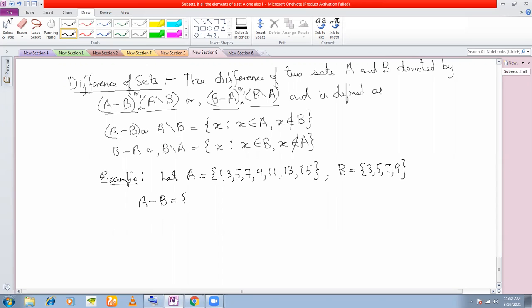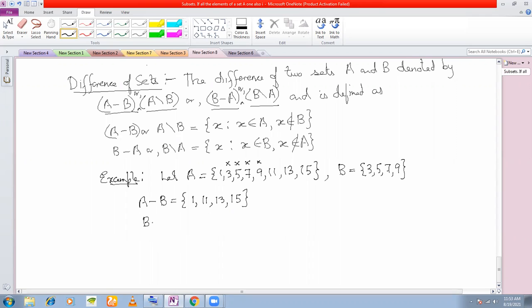From the definition, A minus B means all the elements of A from which B has been excluded. So B has 3, so I exclude 3. It has 5, so I exclude 5. B has 7, so I exclude 7 from A. And 9 also I exclude. So what are the remaining elements? 1, 11, 13, 15. This is A minus B.